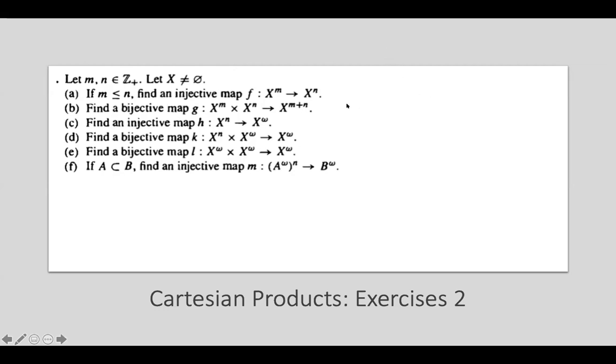I'll leave the rest of the exercises for you to do. I'll just share the presentation since I'm also a little bit in a rush. But I hope you get the larger idea of what a Cartesian product is.